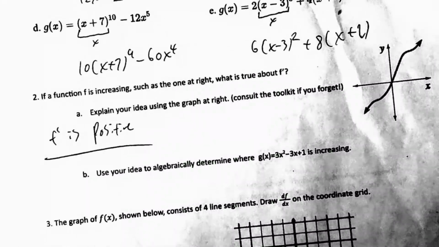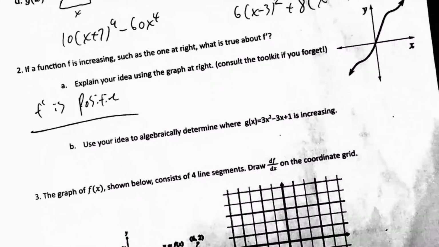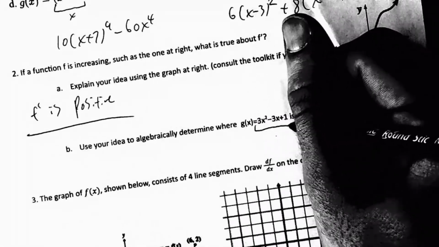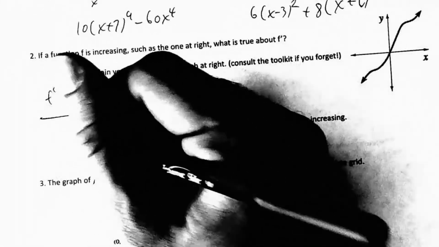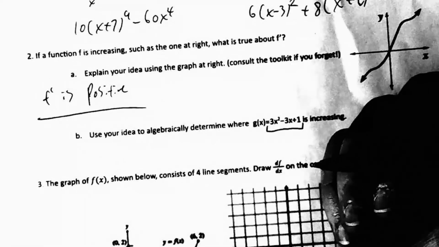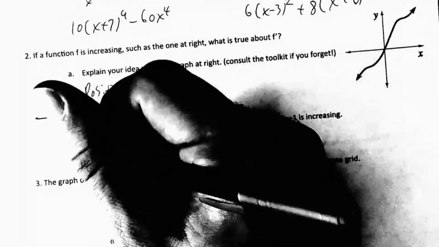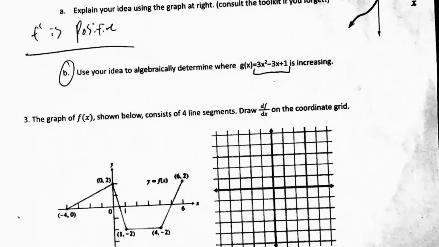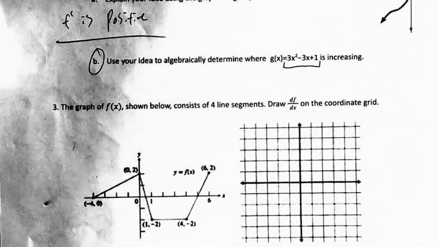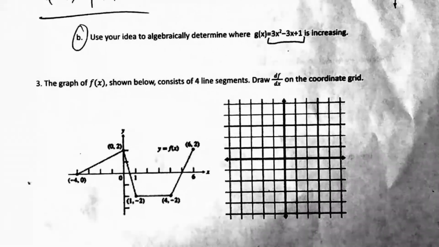Use your algebra to determine where this is increasing. So I'm actually going to come back to this at the end. This is not going to be assessed on the test. So I'm going to do this at the very end, but I'll come back to this. Okay. The graph below consists of 4 line segments. Draw df dx on the coordinate grid.